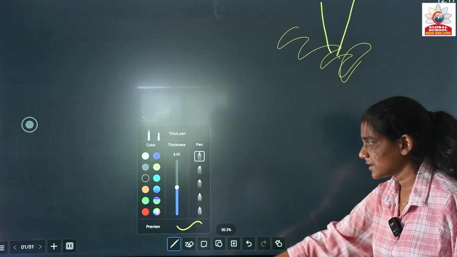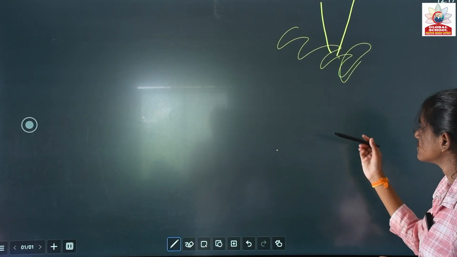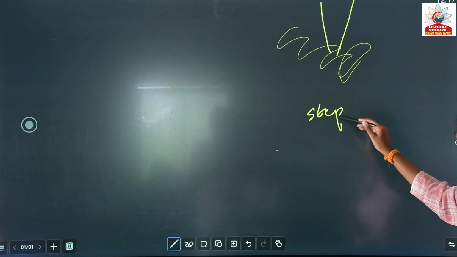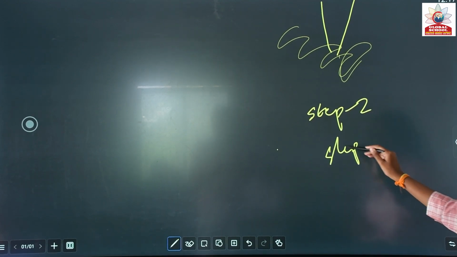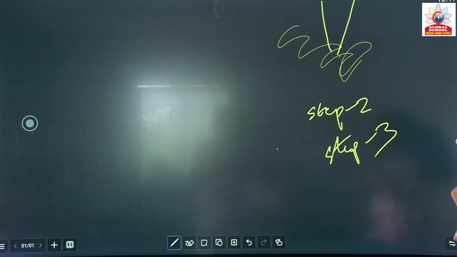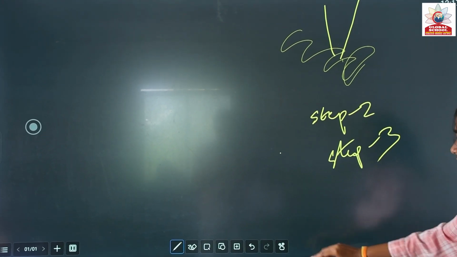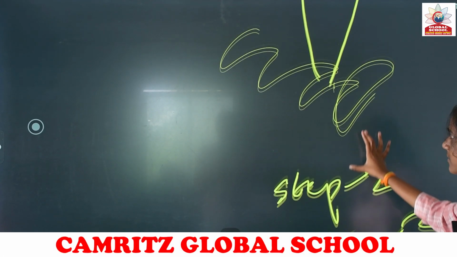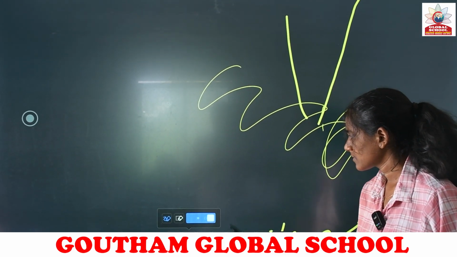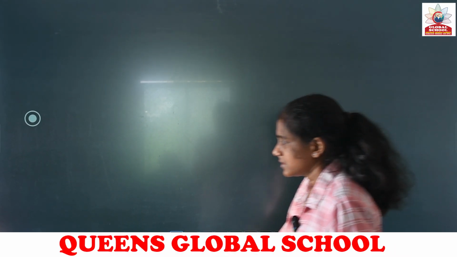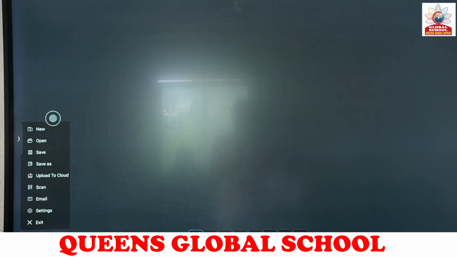And again you can start writing here. Step 2, step 3. And if you want to again maximize the screen, just click on preview and maximize it. And here there are some basic tools like menu options.